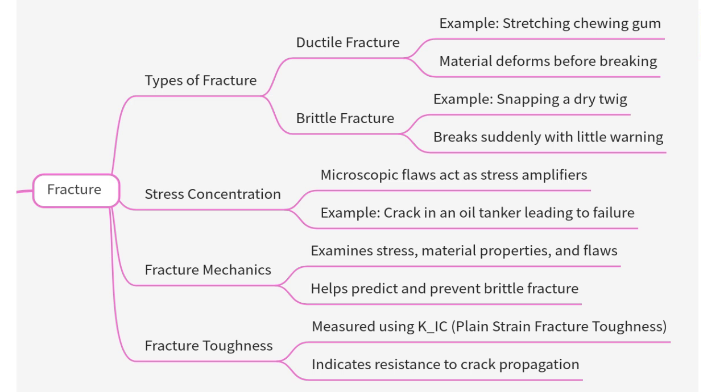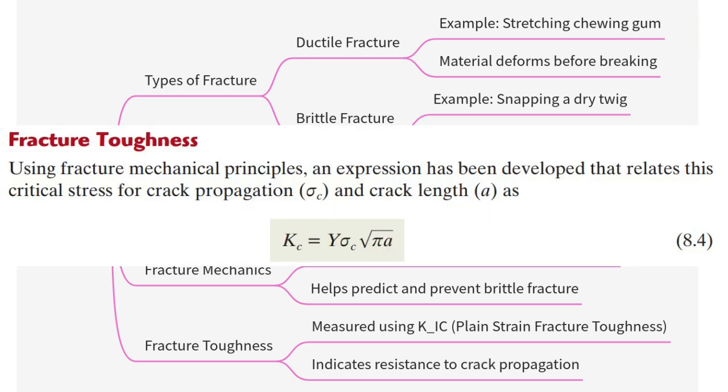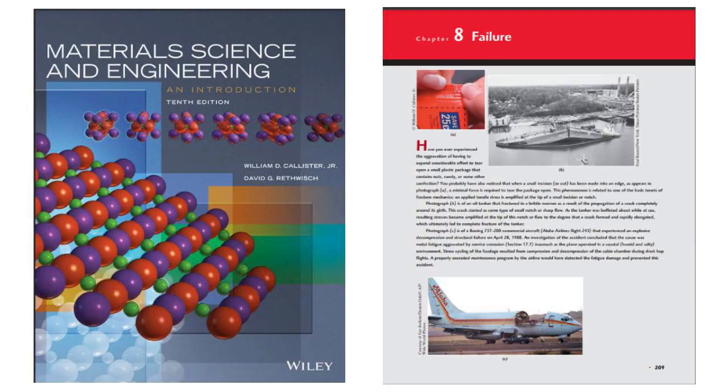And one of the key concepts here is fracture toughness. Fracture toughness is really important. What is that? So fracture toughness is denoted by Kc, and it's a material property that tells us how resistant a material is to brittle fracture when a crack is already present. So it's basically like how much punishment can that material take before it completely fails?